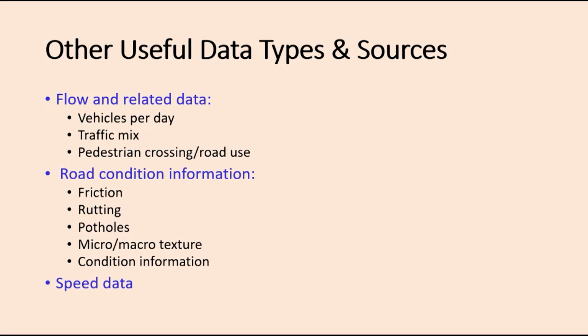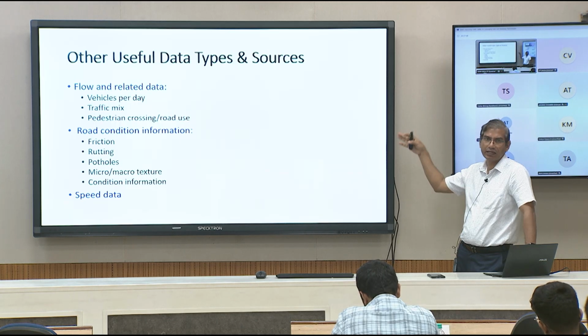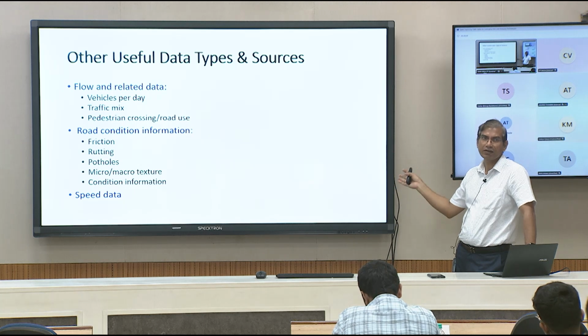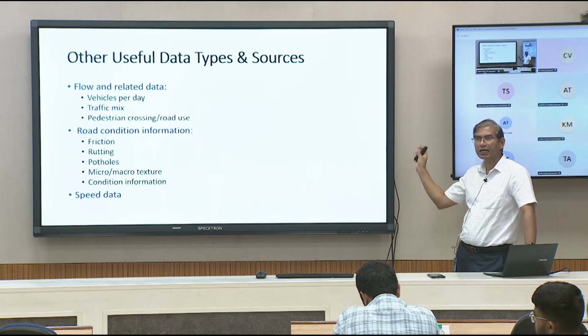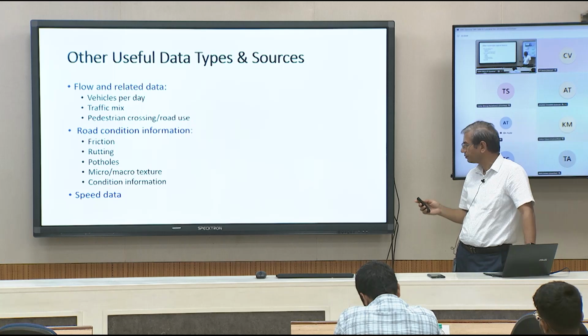Okay. Then other information for scientific evaluation which is required may not be part of this form. So maybe traffic flow, traffic mix, pedestrian crossing, and maybe road related information. So if you want to do analysis, maybe you could try to get these statistics as well if it is available from different sources, but they are not part of that form.